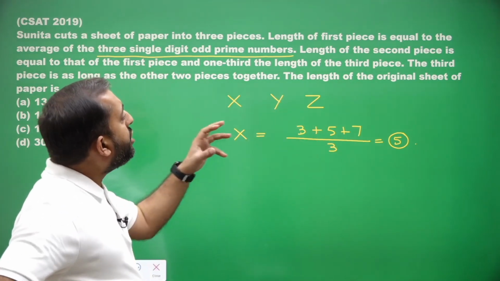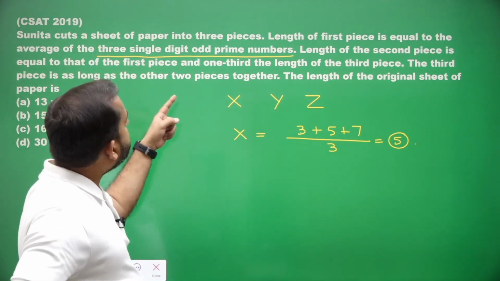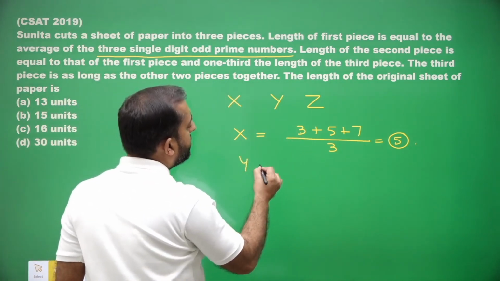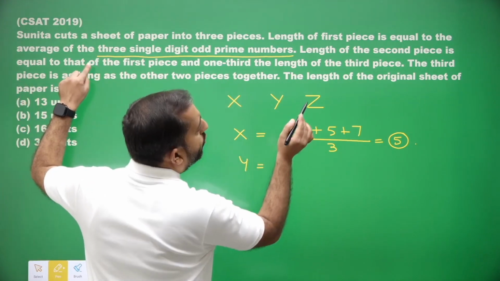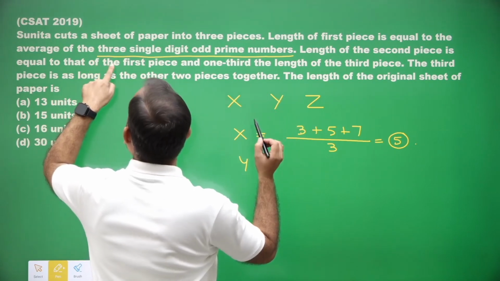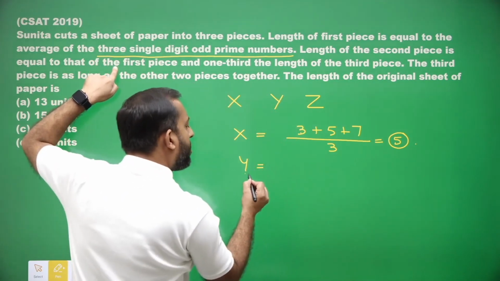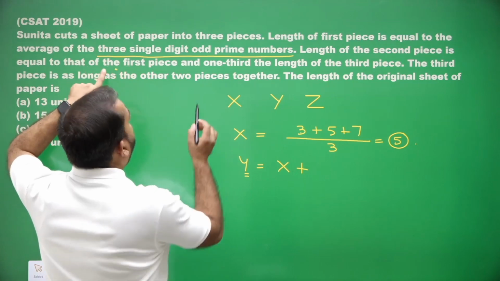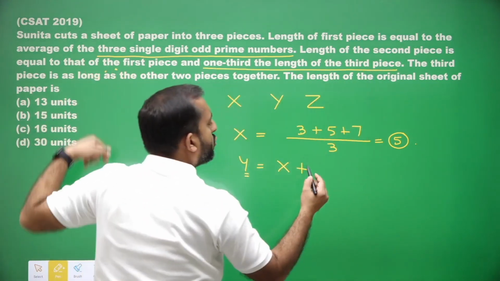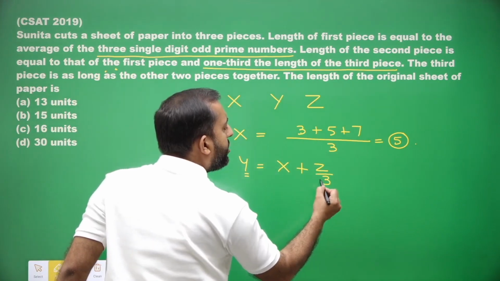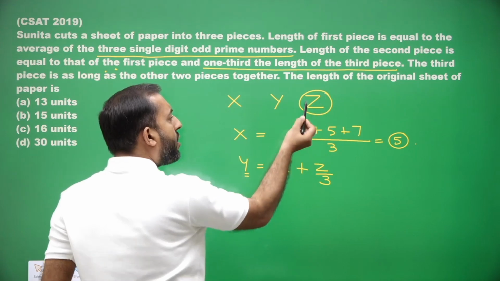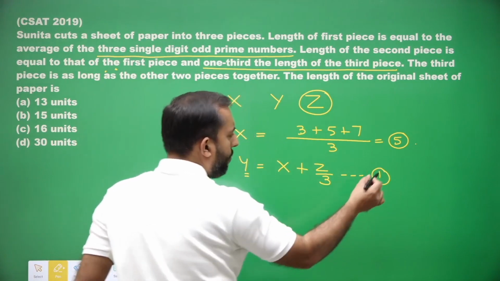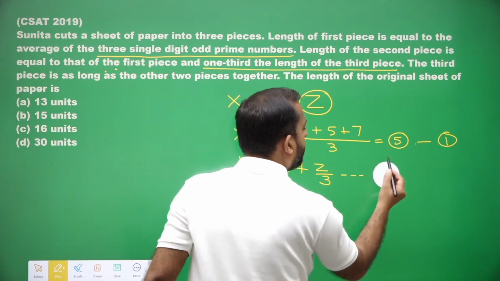It is 5. Length of second piece is equal to that of first piece and 1/3 of the length of the third piece. Length of the second piece, that is y, is equal to x plus 1/3 of the length of the third piece, meaning z by 3. Length of the third piece was z, so 1/3 of z is z by 3. This is your equation 1 and this is your equation 2.